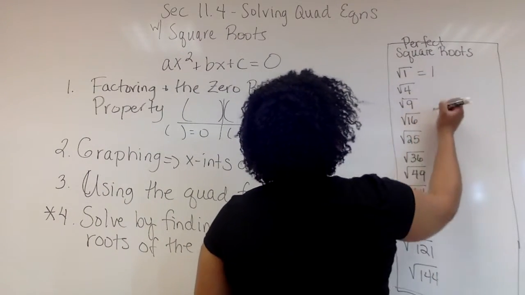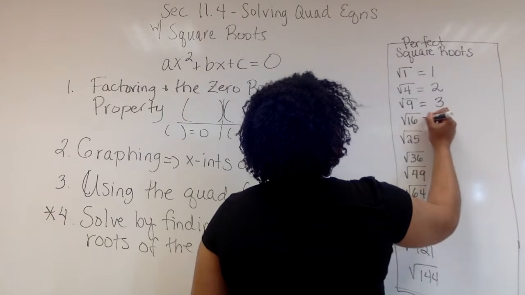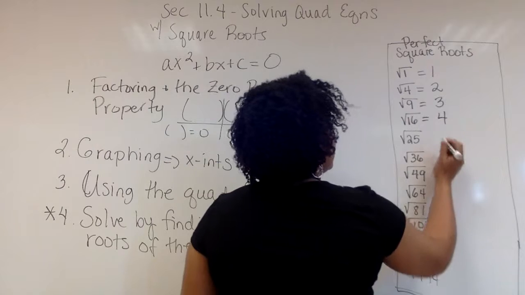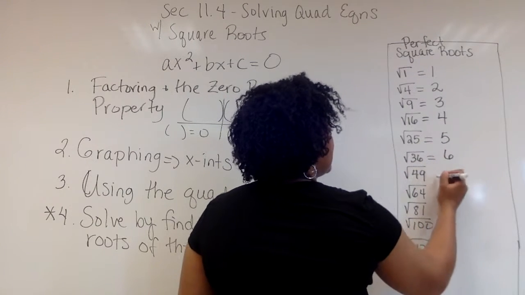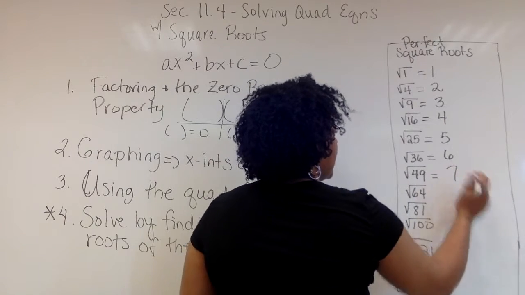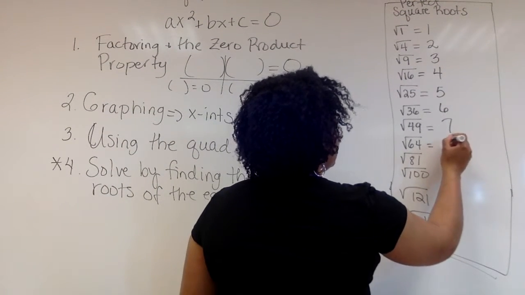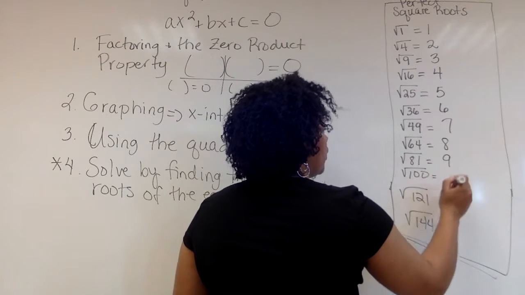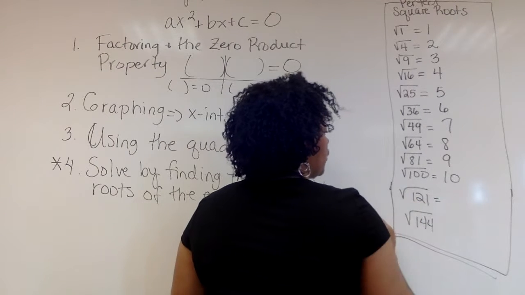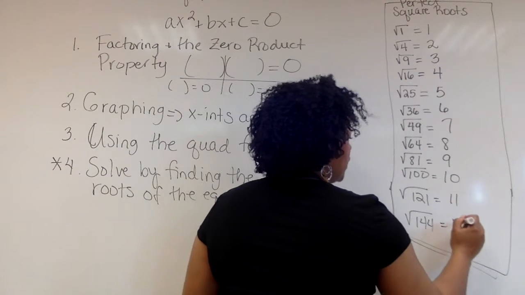Square root of 1 is 1. Square root of 4 is 2. Square root of 9 is 3. Square root of 16 is 4. Square root of 25 is 5. Square root of 36 is 6. Square root of 49 is 7. Square root of 64 is 8. Square root of 81 is 9. Square root of 100 is 10. Square root of 121 is 11. And square root of 144 is 12.